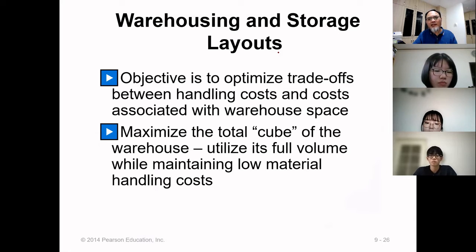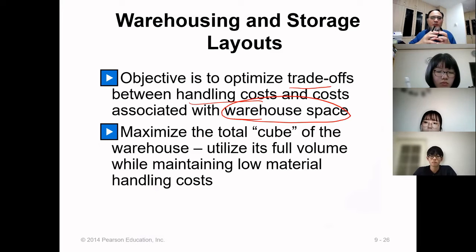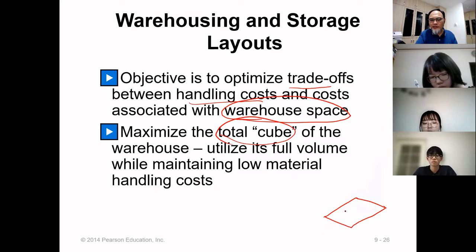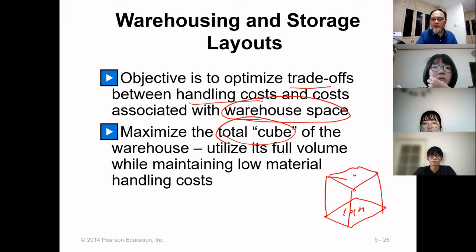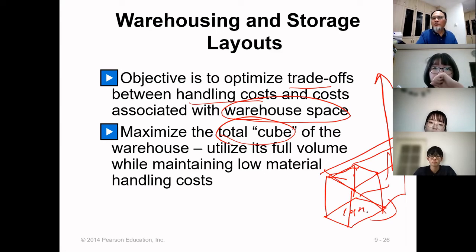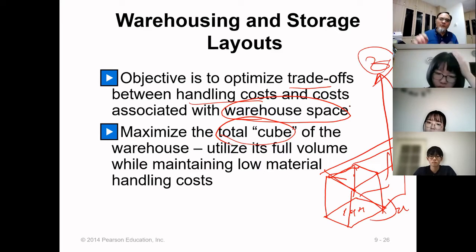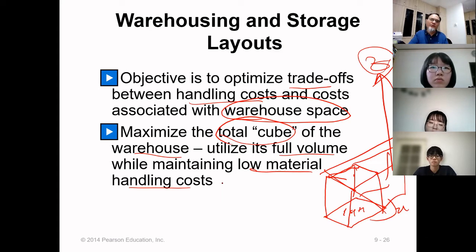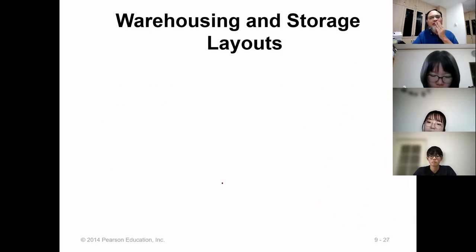So, in warehousing and storage, we want to optimize the trade-off between handling costs and warehouse space, because for warehouse space, you want to maximize total cube. That means not only floor area, for example, 1 square foot. You're talking about cubic area. So stack up, and so it's XYZ. Volume, total cube of the warehouse. Full volume, maintaining low material handling costs. I've shown you the video of this last week. That is warehousing and storage layouts.